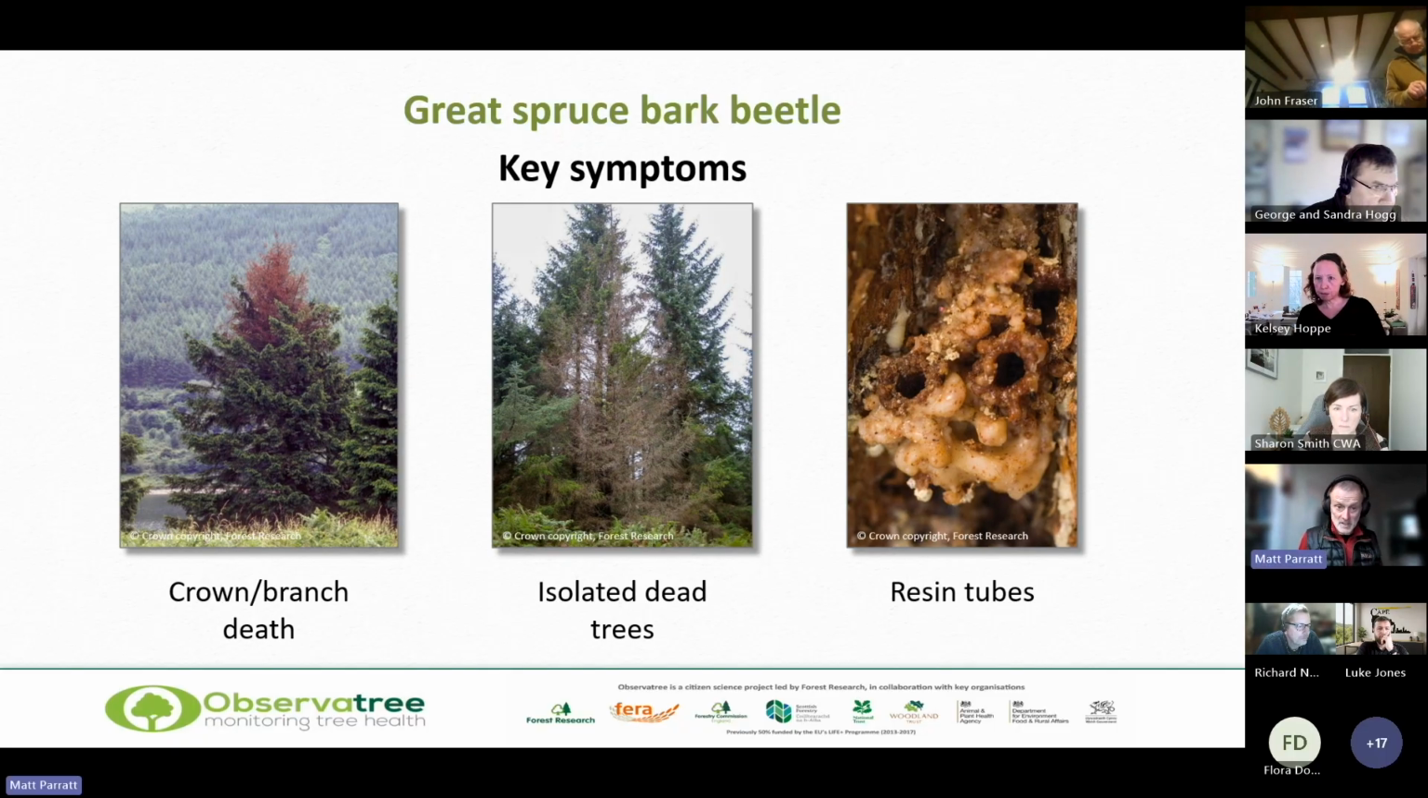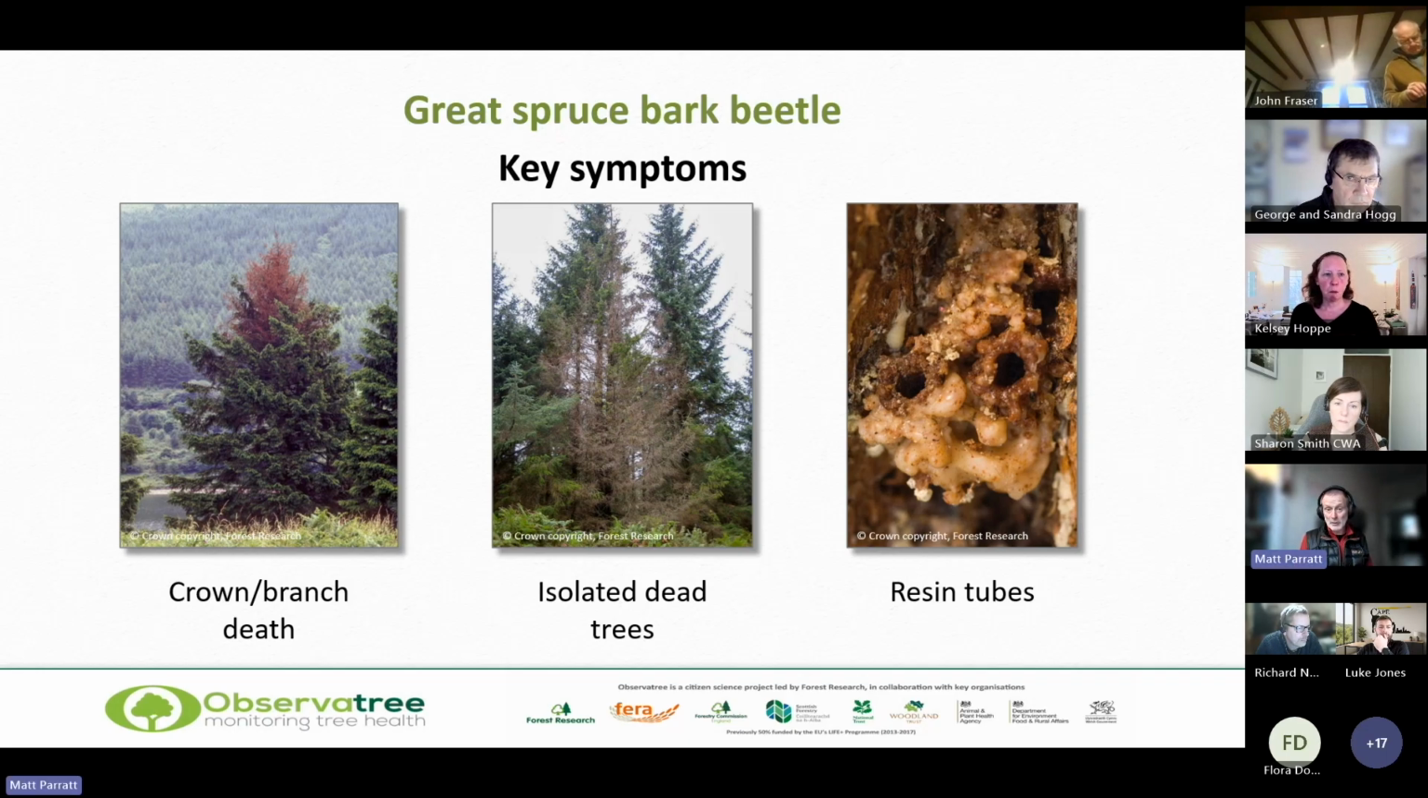Some key symptoms. You're going to see a few of these from a distance. One of the ones that I mentioned earlier was crown or branch death. Very often this happens at the top of the tree, but it could be branch tips. The important thing really is that it happens at the tips. It's not starting near the trunk. So the death occurs from the tips inwards and it progresses.